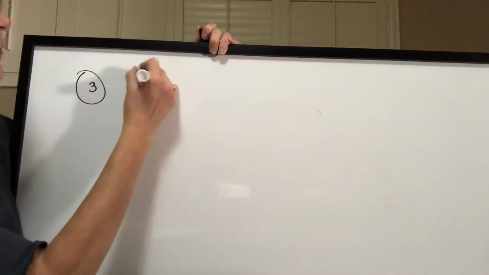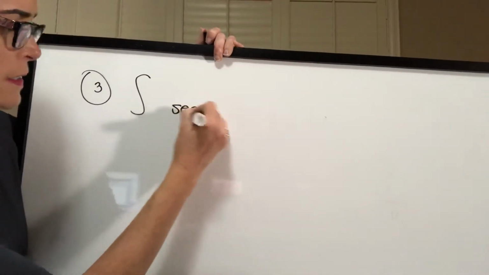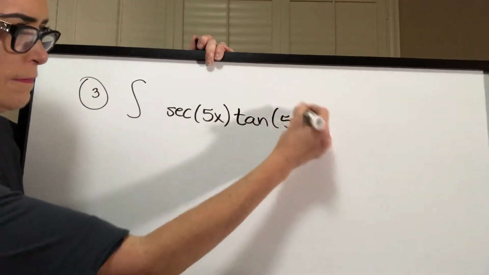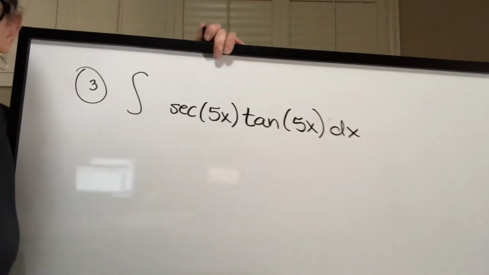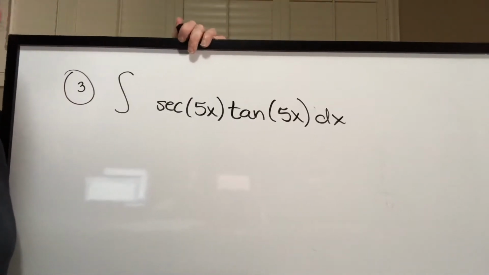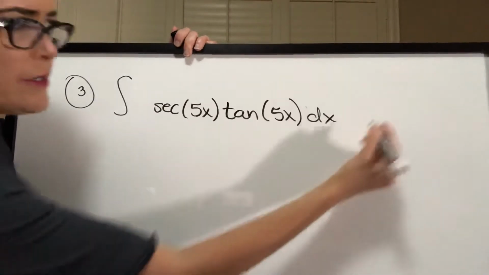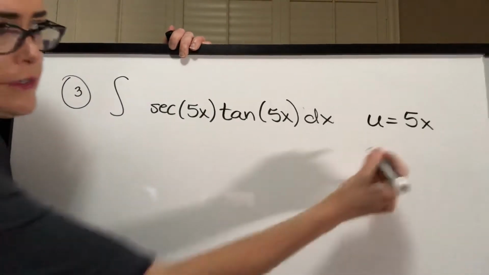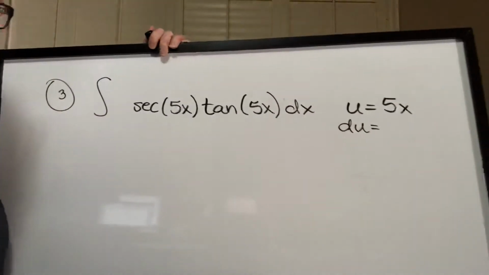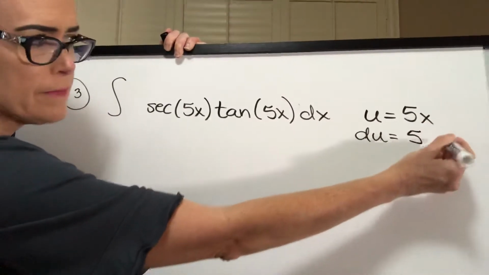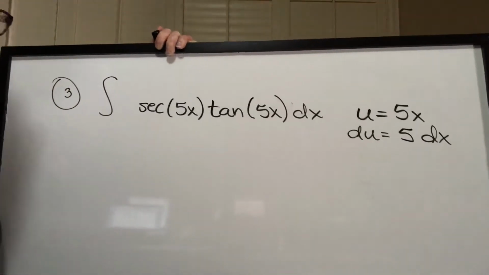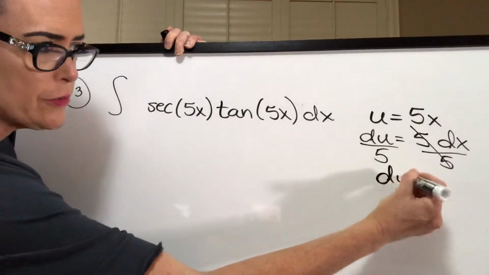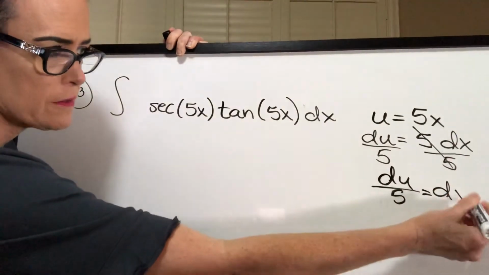Okay, so number 3, we've got the integral of secant 5x, tangent 5x, dx. Okay, so we're going to start by saying that u is the part that's inside of the parentheses in each case, which is 5x. So I'll say u is 5x. Then I will take the derivative, so it will be du equals, now the derivative of 5x is just 5 dx. And we're going to substitute for dx, so I'm going to divide each side by 5. So those 5s will cancel out.